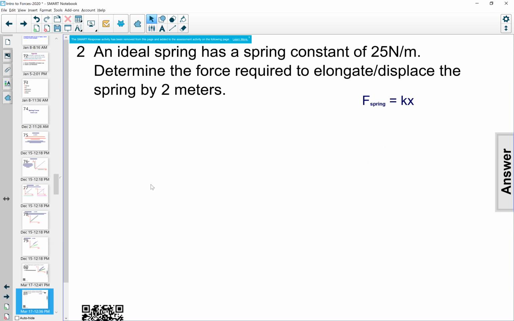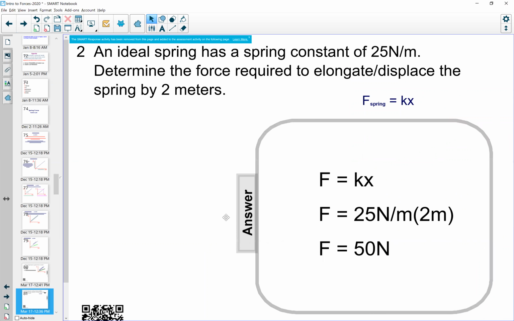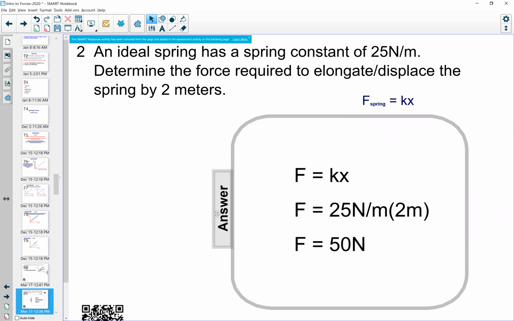So when you got the answer, go ahead and put it in the chat. What force would be required for this scenario? Got a lot of 50s showing up. We've got the spring constant times the displacement. 25 times 2 does give us a 50 Newton force required to stretch that spring.